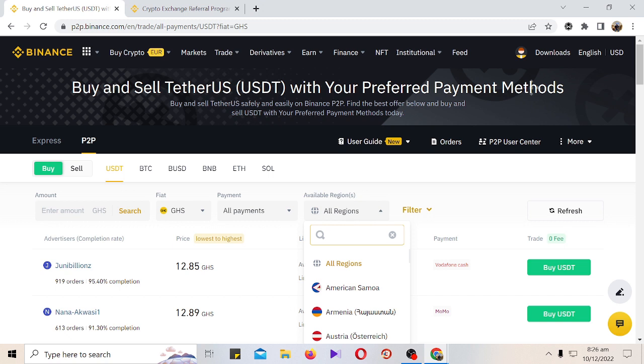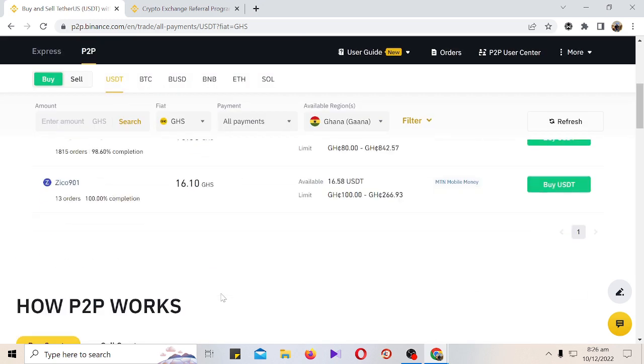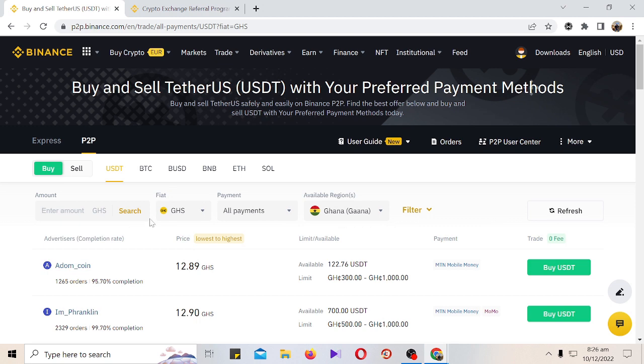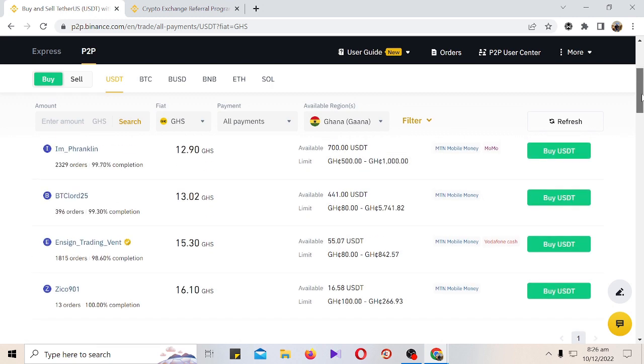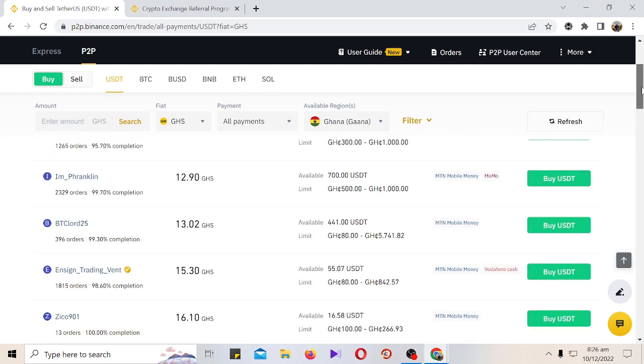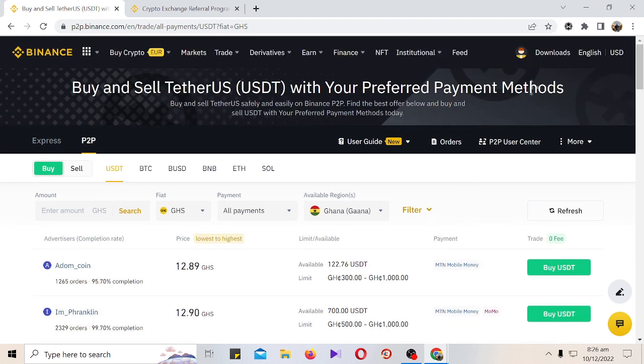Make sure you select your country. So the country is Ghana. You can see this is my country, Ghana. So these are the only people available in Ghana to sell to you. You can see these are the P2P members right now who are going to sell to you. So what we can do is buy USDT into our Binance account so that we can use it to trade on Binance P2P.